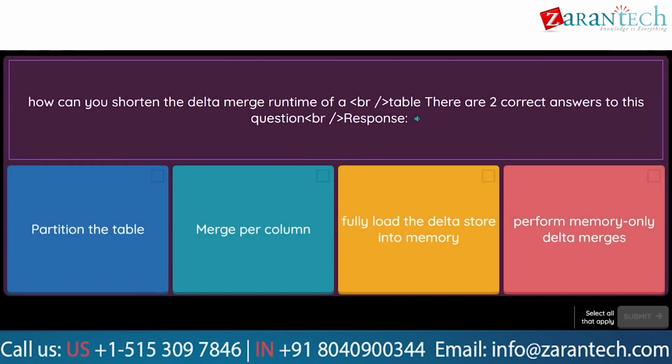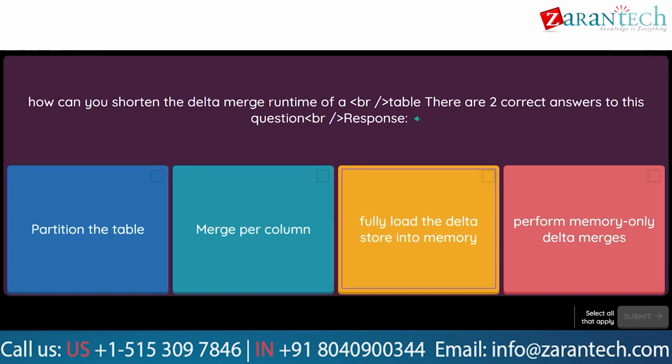Question: how can you shorten the delta merge runtime of a BR/table? There are 2 correct answers to this question. Response. Option 1, partition the table. Option 2, merge per column. Option 3, fully load the delta store into memory. Option 4, perform memory-only delta merges.